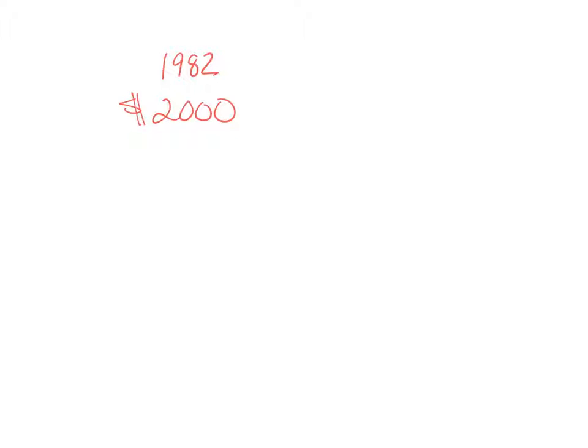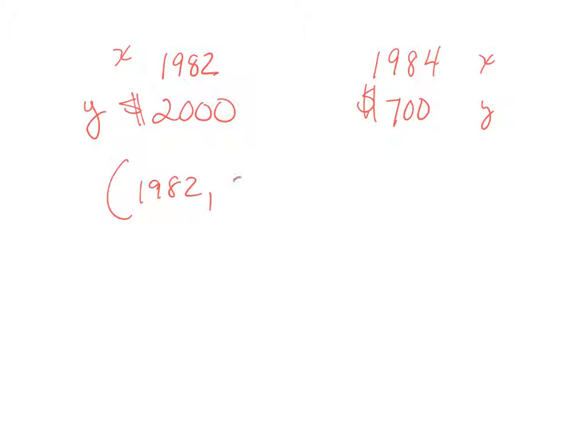It was back in the day when you could buy a car for $2,000, okay? I sold it in 1984, and they gave me $700 for it. Yes. You only had a car for 2 years? So they want to know the rate of change per year of the car, right? So all we do is we consider the time as the X and the value as the Y. So I have a point of 1982, 2000, and 1984, 700.